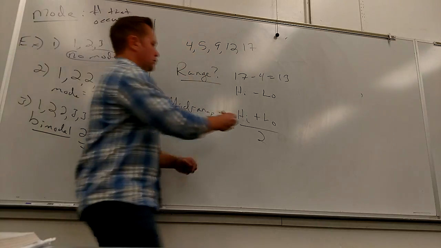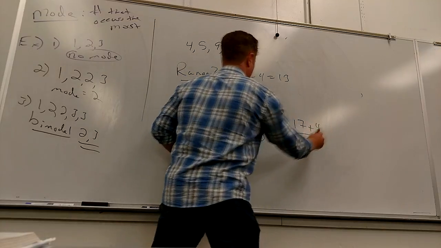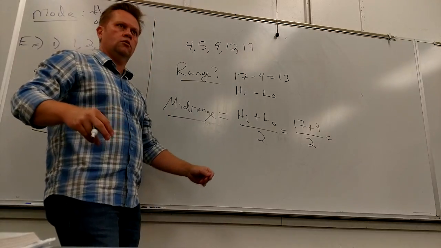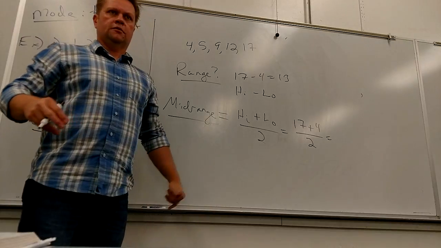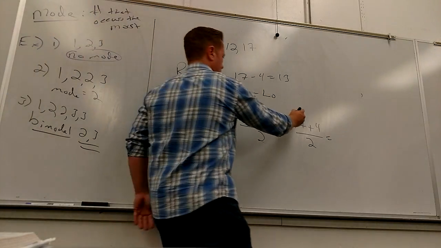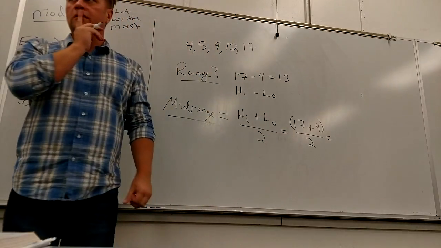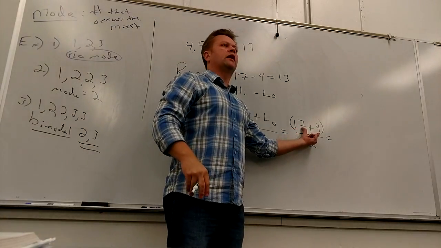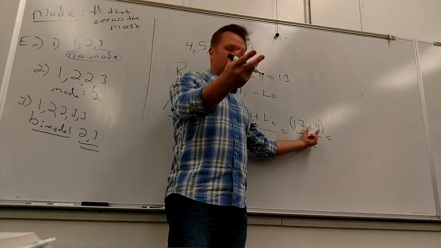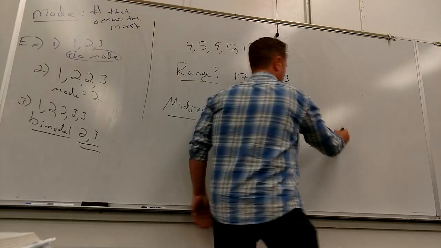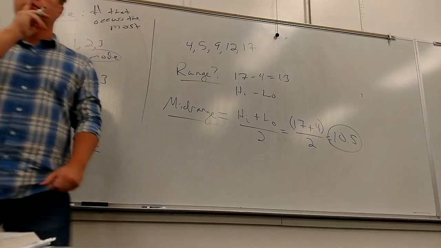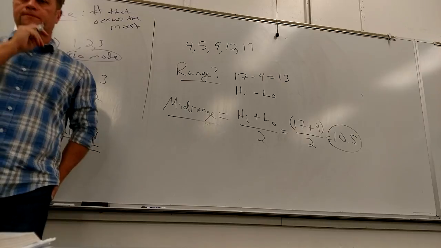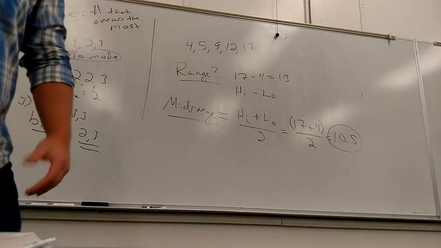So what would the mid-range be here? It would be 17 plus 4 divided by 2. 19. Uh-oh. So you made a calculator mistake. This has to happen in your calculator, right? Divided by 2 is 10.5. Yes. This is 21 divided by 2. What's 20 divided by 2? 10. And then one half more would be 10 and a half. I like it. That's all right.